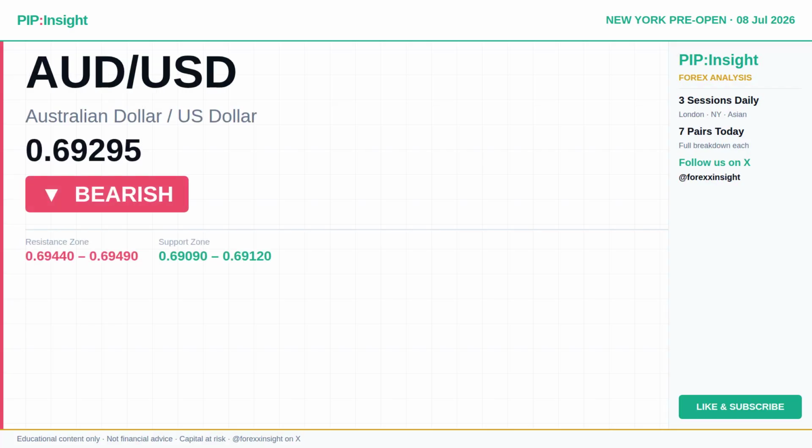Aussie dollar. The chart is showing bearish structure on this session. The 1-hour is also pointing lower. Resistance is marked between 0.6944 and 0.6949. Support is marked between 0.6909 and 0.6912. Here is the full chart breakdown.